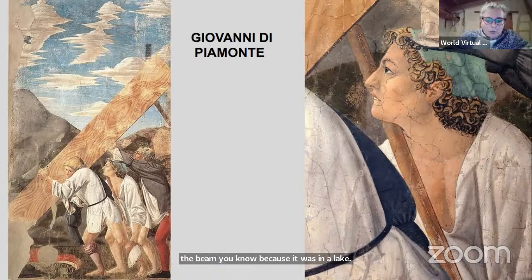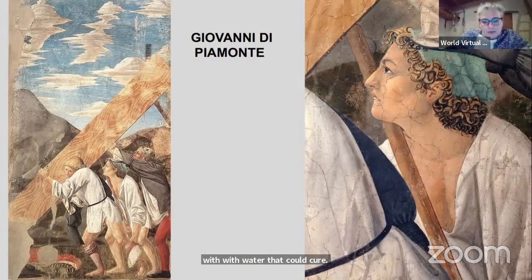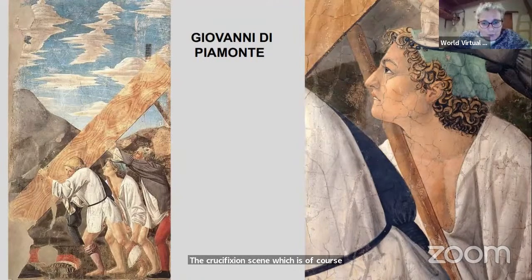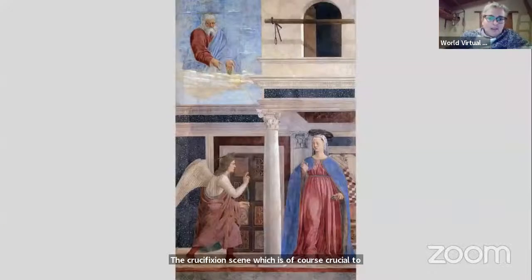And apparently people who went to bathe in the lake were all miraculously healed. So it was seen as a lake with water that could cure. But then at a certain point, the lake dries out, and then they find the beam, and they use this wood to crucify Jesus. The crucifixion scene, which is, of course, crucial to the story, is not painted.